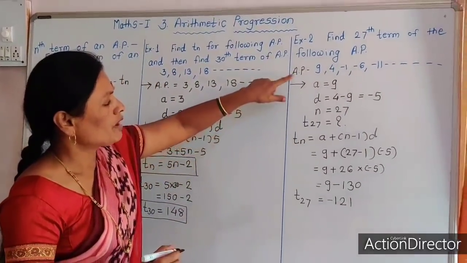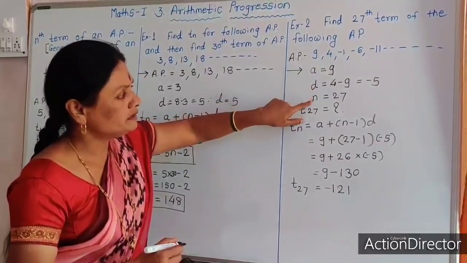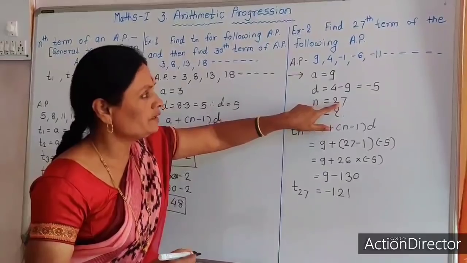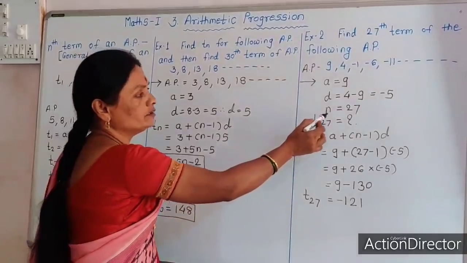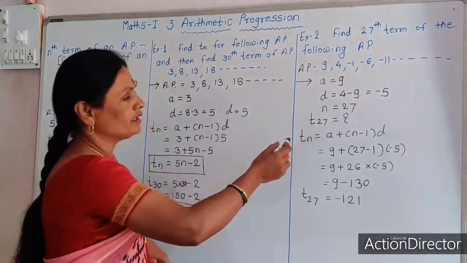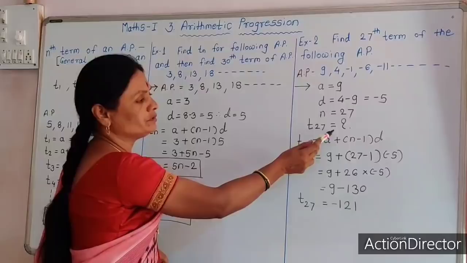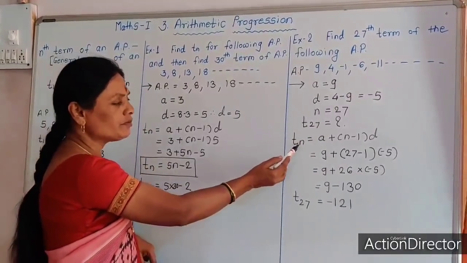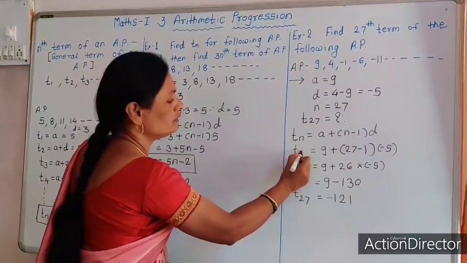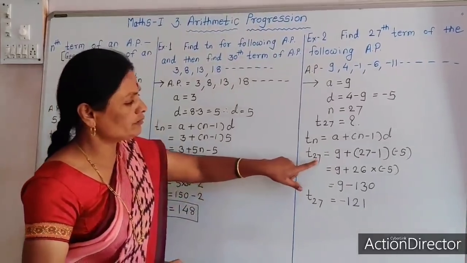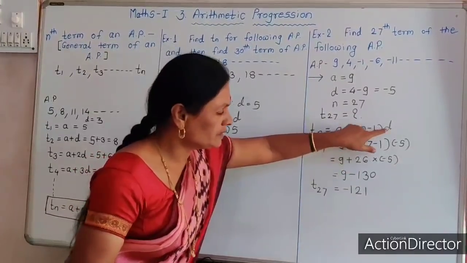First, from this AP, we find the value of A, D, N. N is 27 because we have to calculate the 27th term. The question is to find the 27th term, therefore T27 is equal to question mark. First we write the formula, then we put the values here: A is 9, N is 27, D is minus 5.